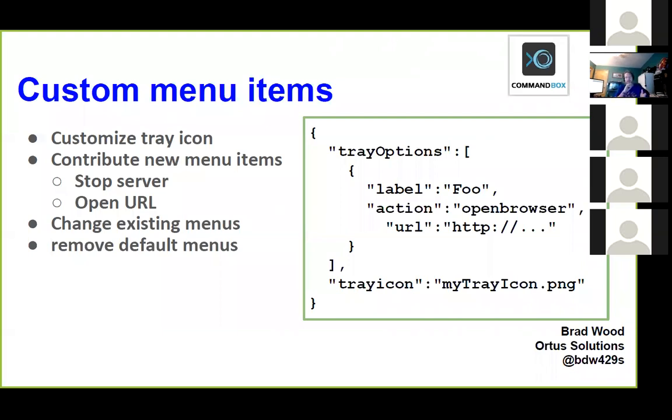This can be handy if you want to do a standalone CommandBox server that's distributable on a USB drive or something like that, a thumb drive, and you want to have a custom tray icon for it. You can customize the icon as well as the menus that pop up. It can also just be handy for you and your coworkers. Let's say you have a certain URL for an admin screen that's unique to your app, and you want to add a menu item in so your junior developers can just right-click on the tray icon and have a custom link.